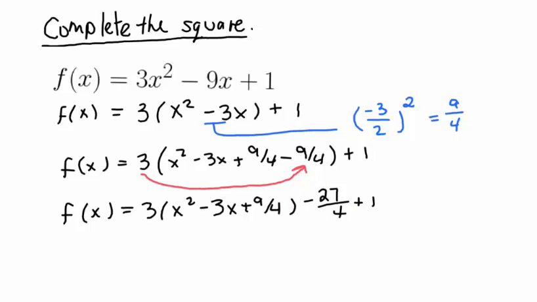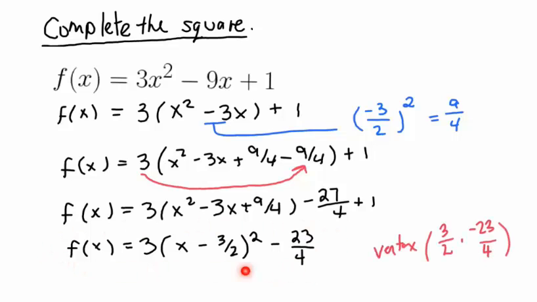Now we can finish up by changing our terms inside the brackets into a perfect square, so we get f of x is equal to 3 times x minus 3 over 2 all squared. And then we're going to have to simplify the 1 and our -27 over 4. So we'll get -27 plus 4, that'll give us -23 all over 4. Our final answer here is in vertex form.